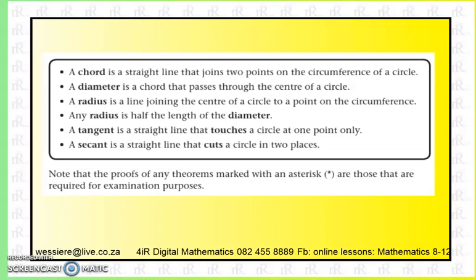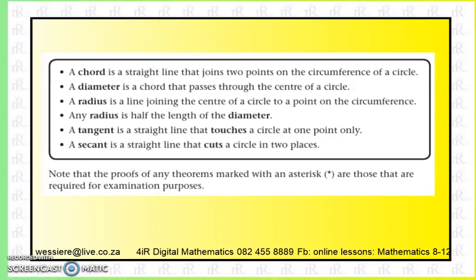Sometimes it is lost in communication. A chord is a straight line that joins 2 points on the circumference of the circle. It does not pass through the center of the circle. A diameter is a chord that passes through the center of the circle. A radius is a line joining the center of the circle to a point on the circumference. Any radius is half the length of the diameter.